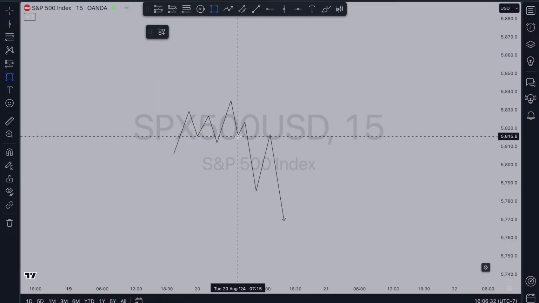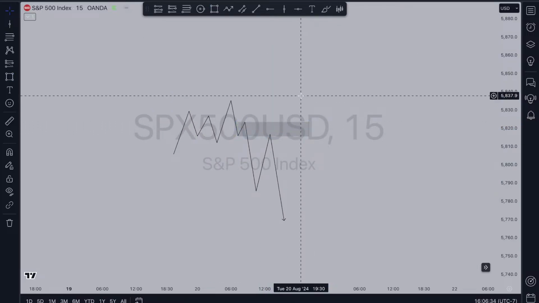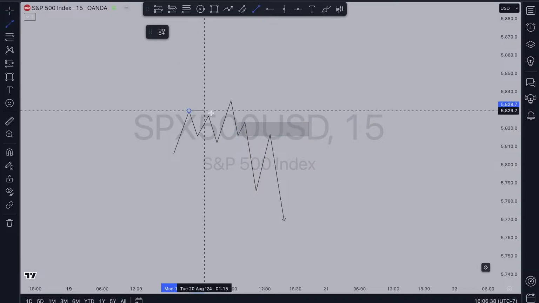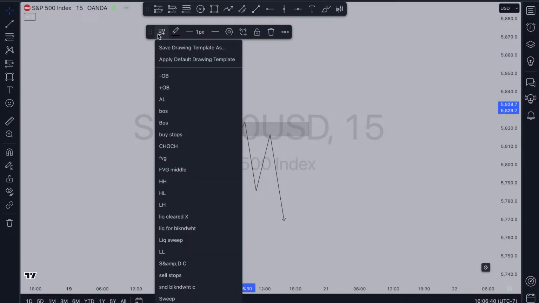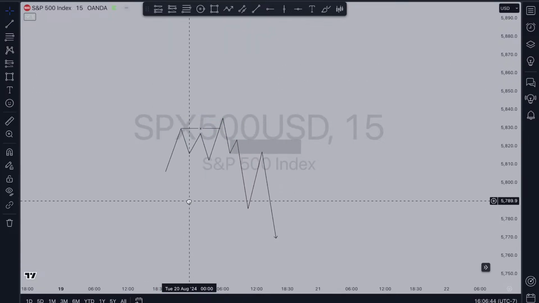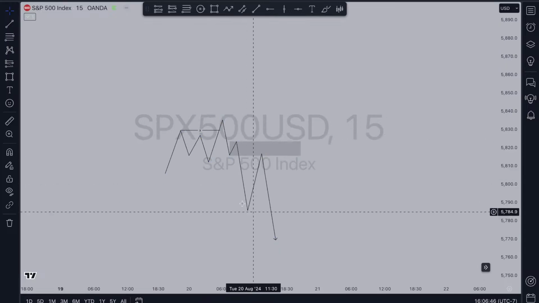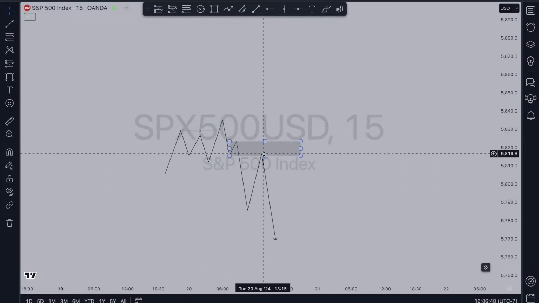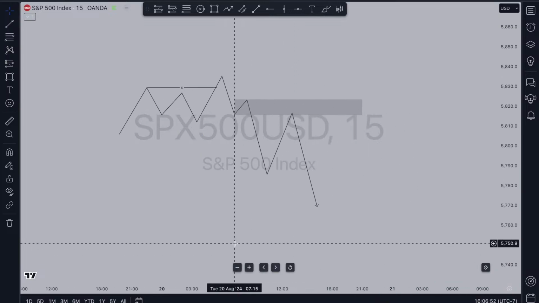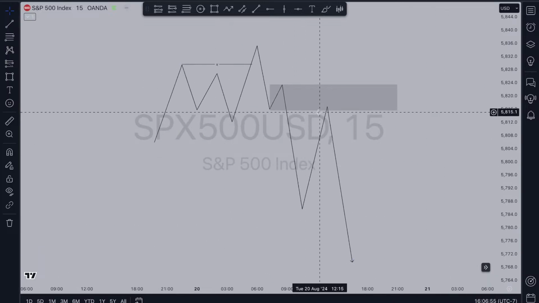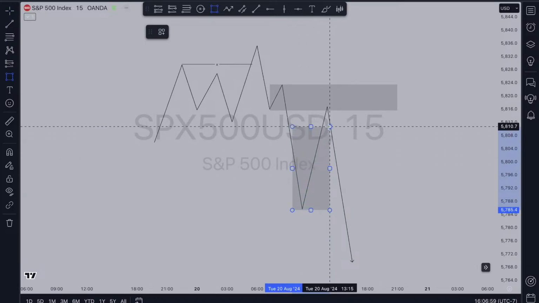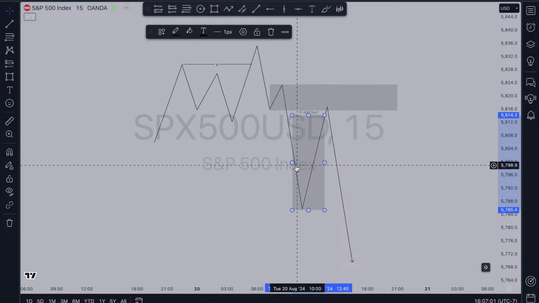So, if we see here, the structure here got swept. No, it's not a lower high. And then we formed a supply zone, change of character, retracement. Now, let's say in this case, this is Asia's session right here.